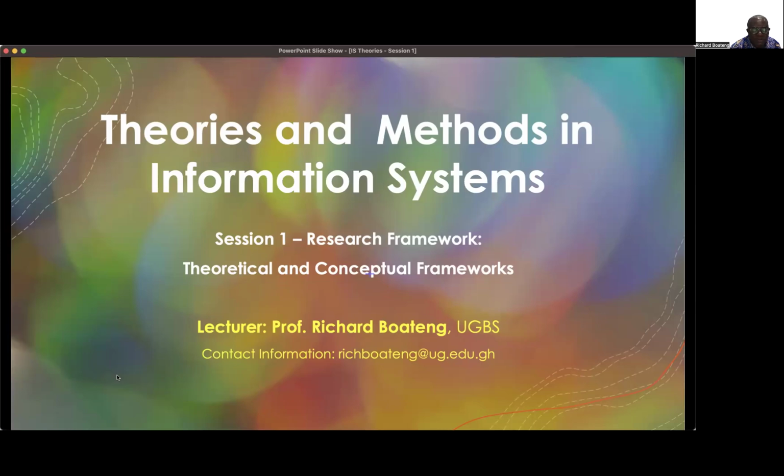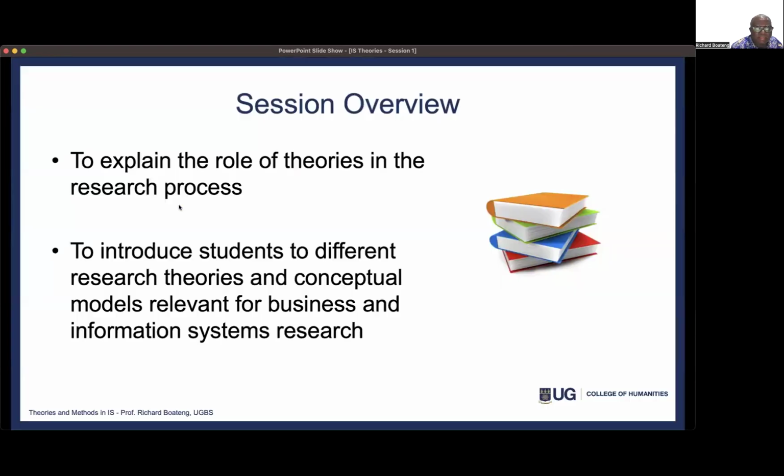So by the time you finish the course, you understand what a theory is, how IS researchers use theories, and how they operationalize these theories in collecting data and analyzing the data. Okay, so let's go to our first session. Let's jump into it. Now, research framework. To explain the role of theories in the research process, this particular session will cover that and also introduce students to different research theories and conceptual models relevant for businesses and information systems research.